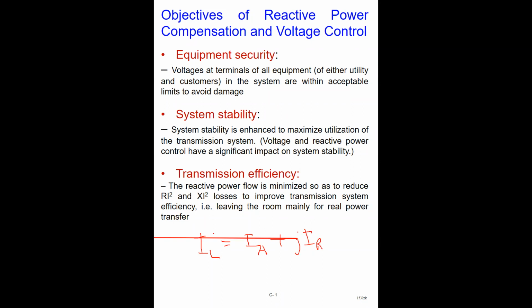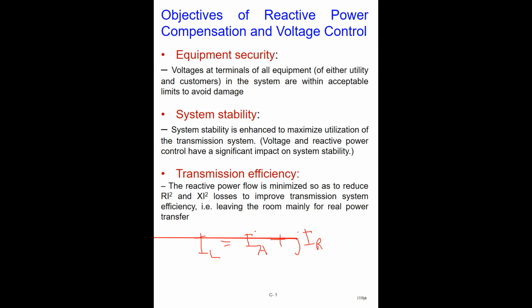Because this is the net current flow, the resultant current flow in your line, it will have some component of active current and some component of reactive current. And this will depend upon which factor, which component can be more or which component can be low. It will depend upon the power factor of the load.